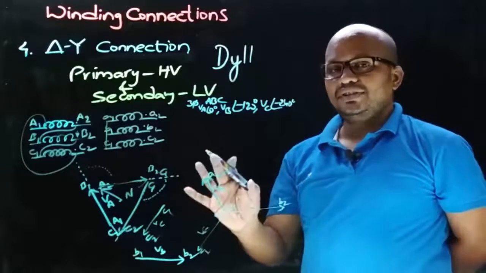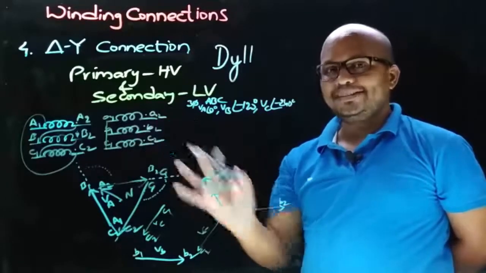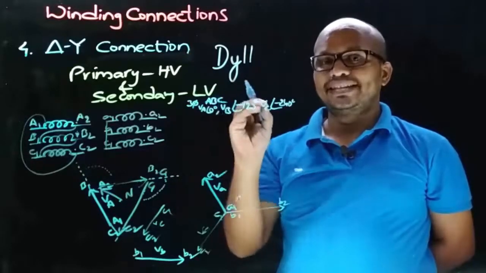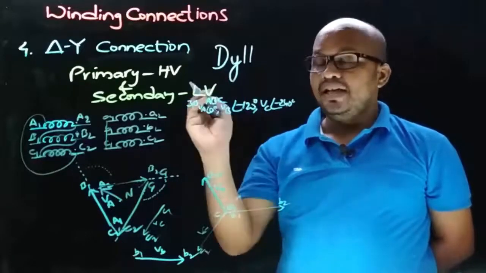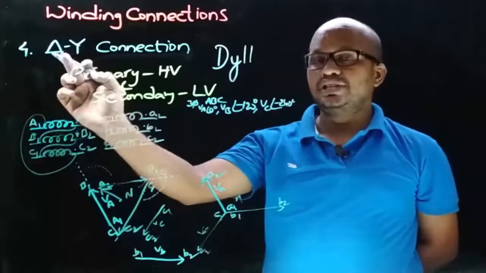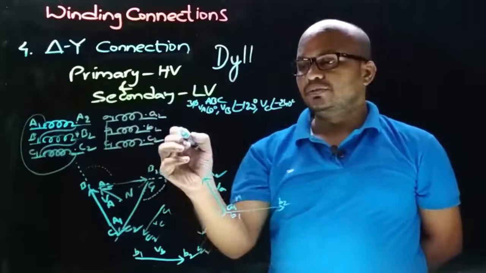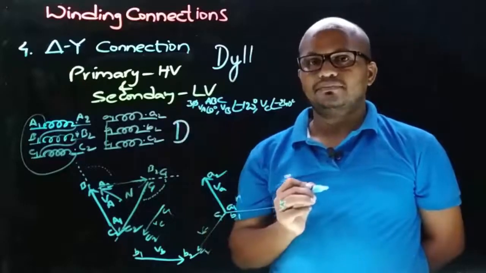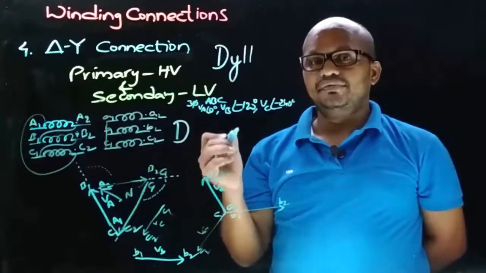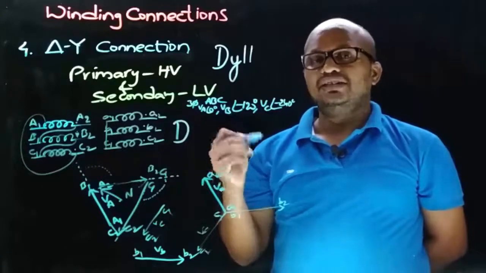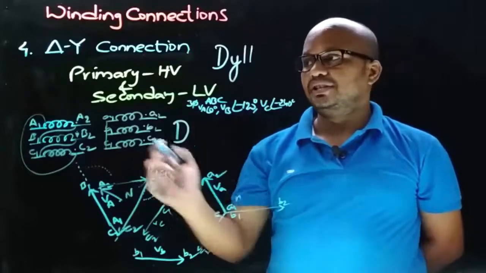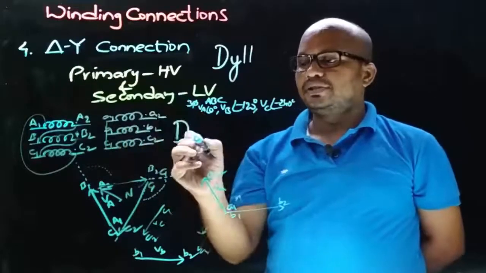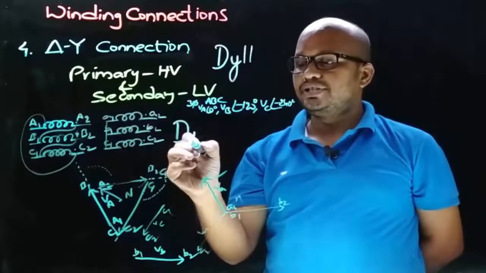Now let's identify the vector group symbol for this type of connection. It is known that the first character in the vector group symbol is a capital letter, and that will indicate the HV winding connection. And here we took the HV winding as delta. So to represent that, the first character in the vector group symbol is capital D. And the second character in the vector group symbol is in lowercase, and that will indicate the LV winding connection. And here we took the LV winding connection as star. So to represent that, it is represented by small y.